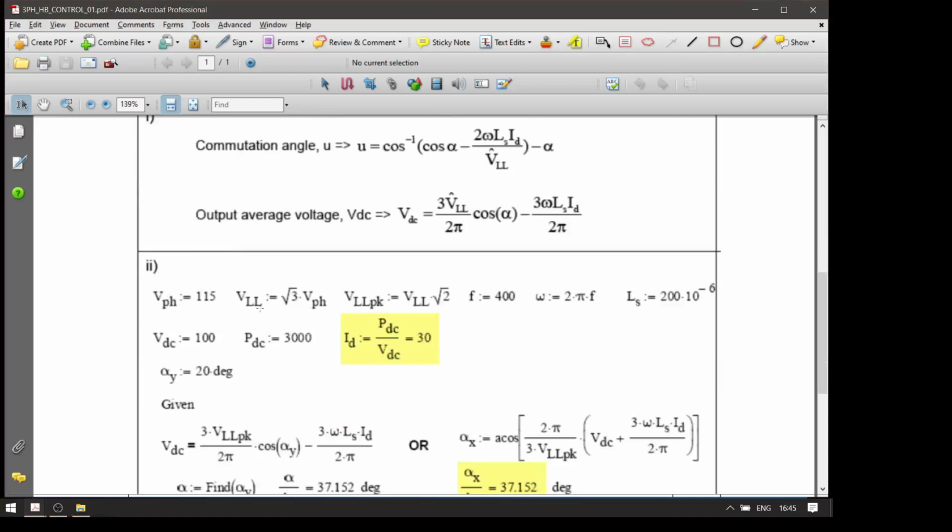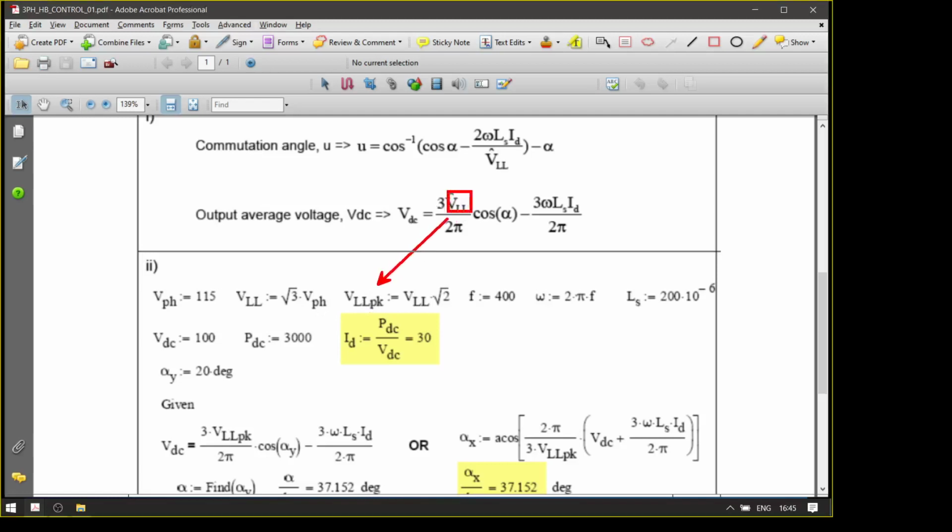Phase 115, so you have to multiply by root 3 V phase, then V line to line peak. Okay, so this is line to line peak, so you need to further multiply by square root 2. f equals 400, omega is 2 pi f, Ls is 200 microhenry, and I use MathCAD to solve this.